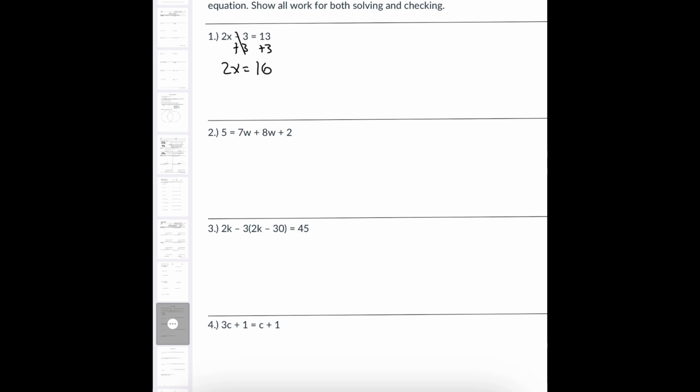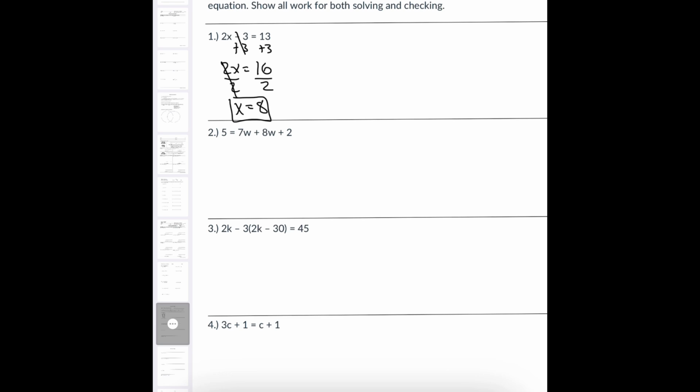And then I'm going to divide by 2, because I have 2x over here, so we'll divide by 2. That'll cancel out with a 2x, leaving me just x equals 16 divided by 2 equals 8. So we have x equals 8 is our answer for number 1.